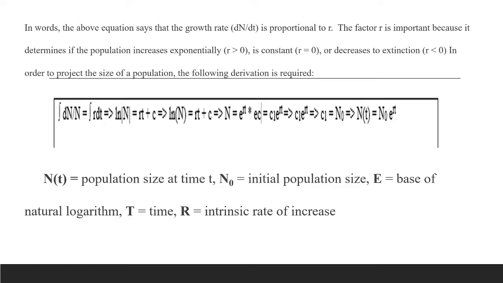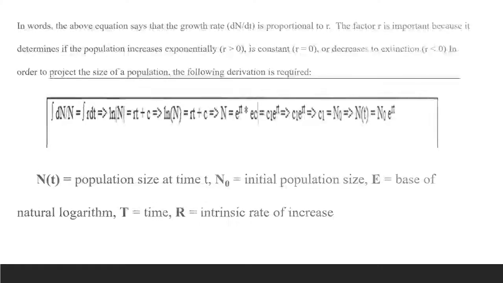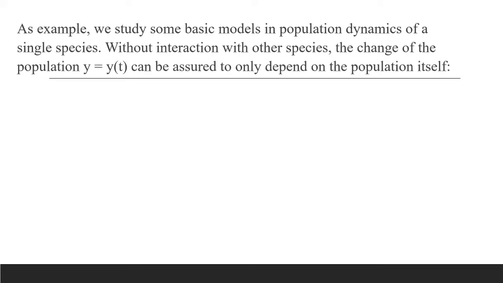As an example, we study some basic models in population dynamics of a single species. Without interaction with other species, the change of the population y equals y(t) can be assumed to only depend on the population itself: dy/dt = f(y).